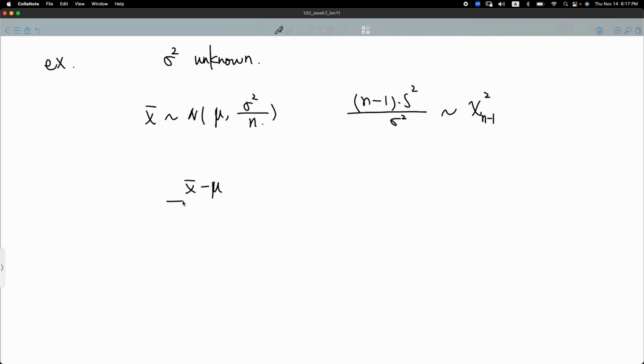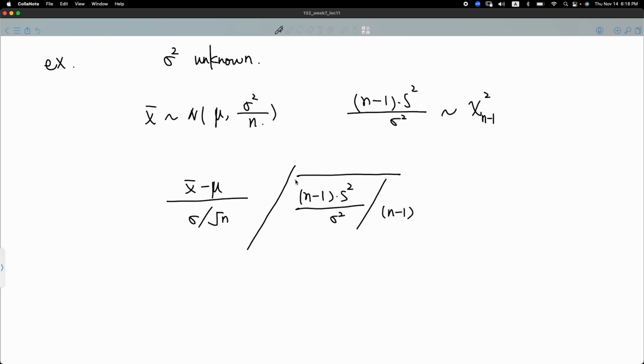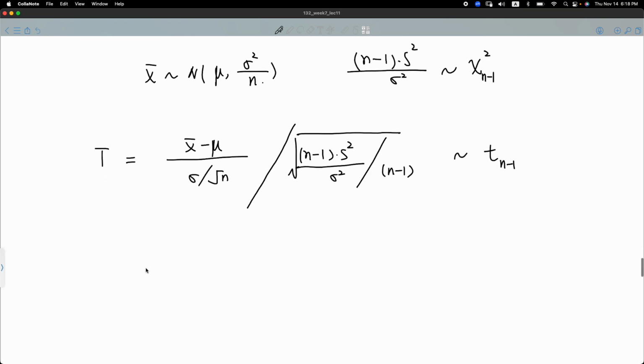x bar minus mu over sigma over square root of n, and then divided by the chi-square n minus 1 s squared over sigma square, divided by n minus 1, taking the square root. And this is the construction of a t random variable, which follows a t distribution with degrees of freedom n minus 1.